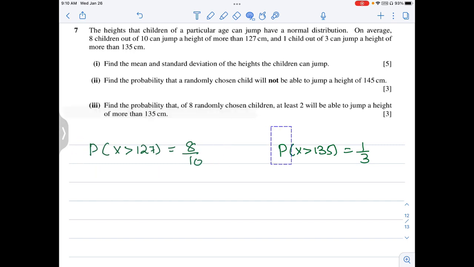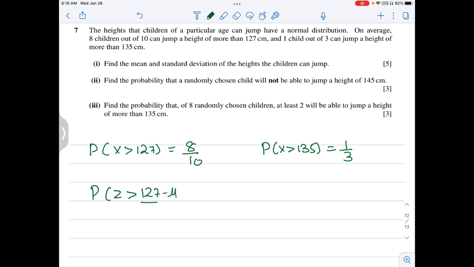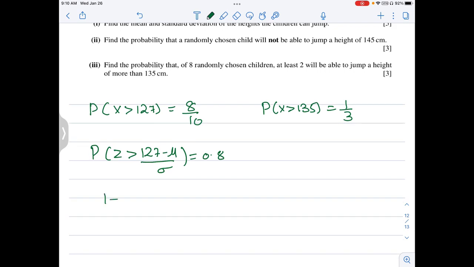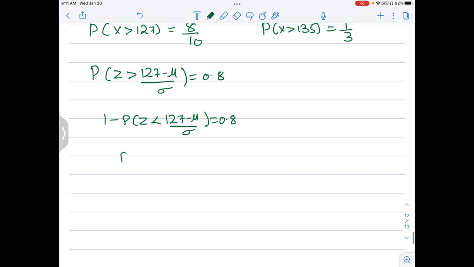So what is being asked now? Find the mean and the standard deviation. So convert x into z. P(Z > (127 minus mu)/sigma) = 0.8. Convert greater than to less than: 1 minus P(Z < (127 minus mu)/sigma) = 0.8. So P(Z < (127 minus mu)/sigma) = 1 minus 0.8 = 0.2.